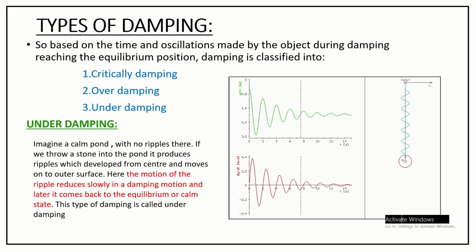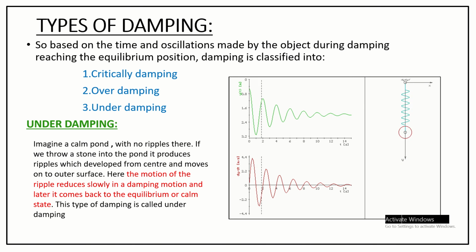Types of damping. Based on the time and oscillations made by the object during damping while reaching the equilibrium position, damping is classified into critical damping, over damping and under damping. First, we will see about under damping.